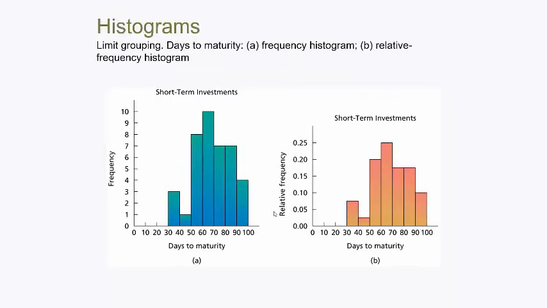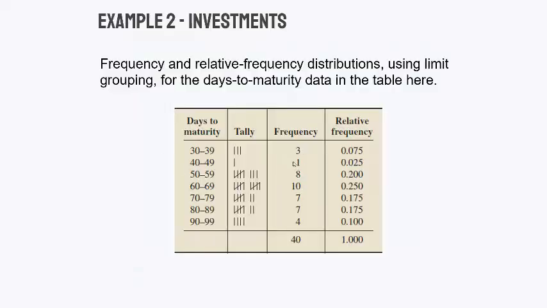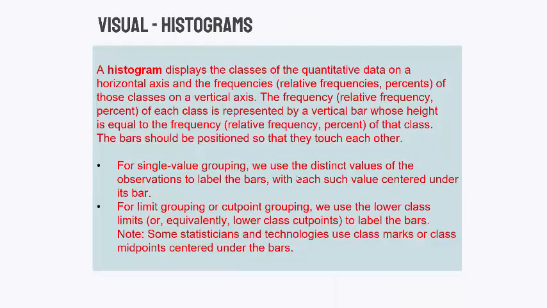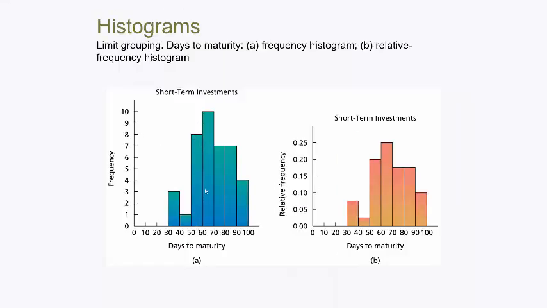All right, let's talk about that limit grouping, that days to maturity. Okay, so again, we're going to do the limit class along the bottom. So the lower limit of each class was 10, 20. It actually started at 30, 40, 50, 60, and so on. So this bar here represents all the values in the 30s. Okay, it looks like there were 3 of them. And then there was 1 here. And then going back, you can see how the next group, the 50s, there were 8 of them. Up to here, and so on.